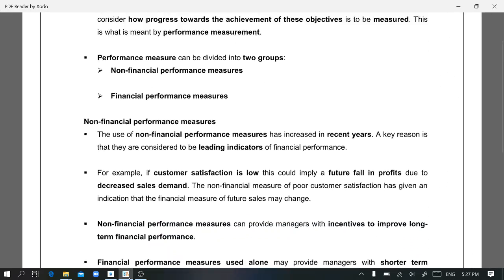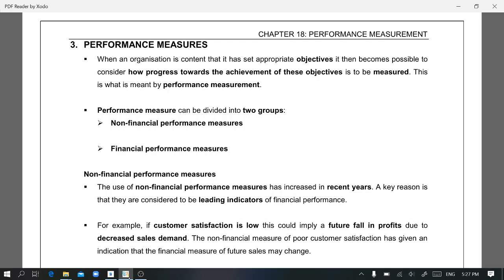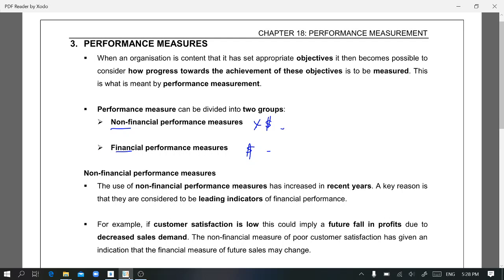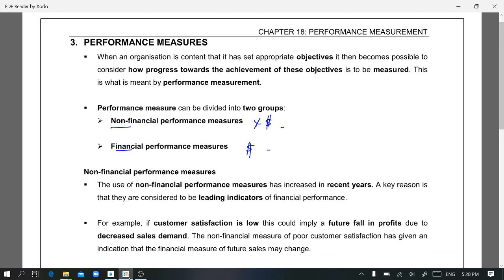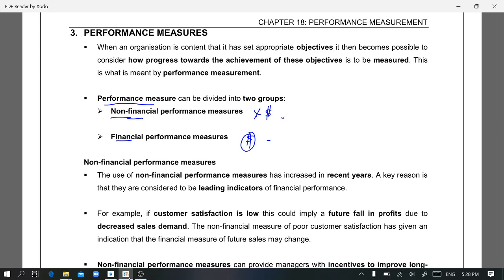Okay. So earlier I mentioned to you, performance measurement can be financial or non-financial. Financial is important, and non-financial is also equally important. Last time we focused a lot on financial, money, but nowadays non-financial performance measurement is as important as financial. So both are very, very important.